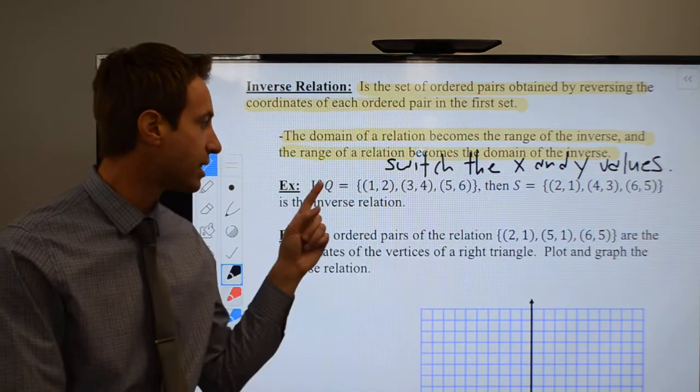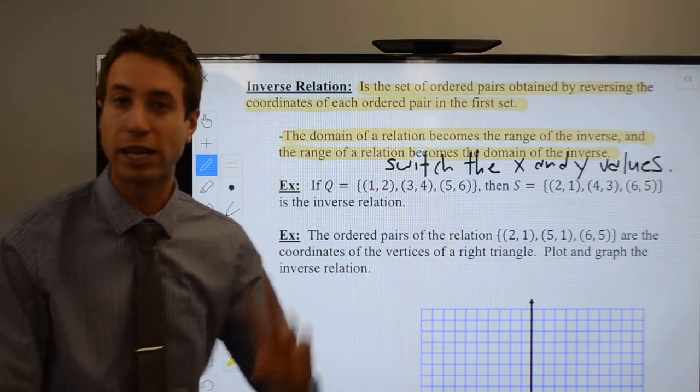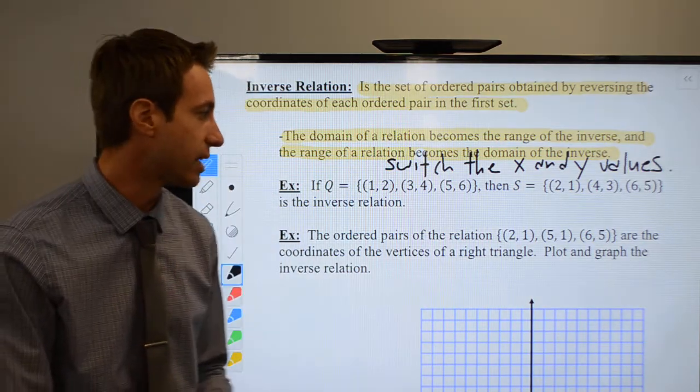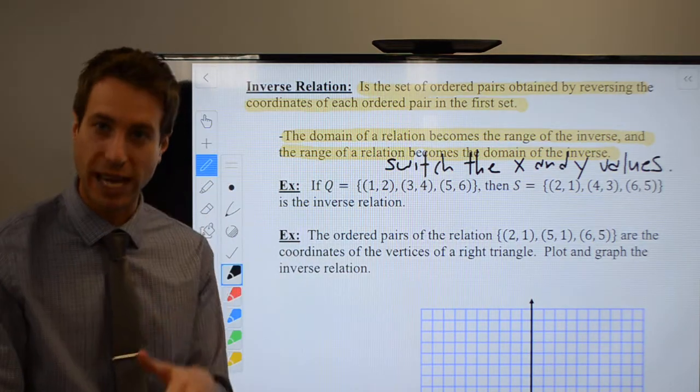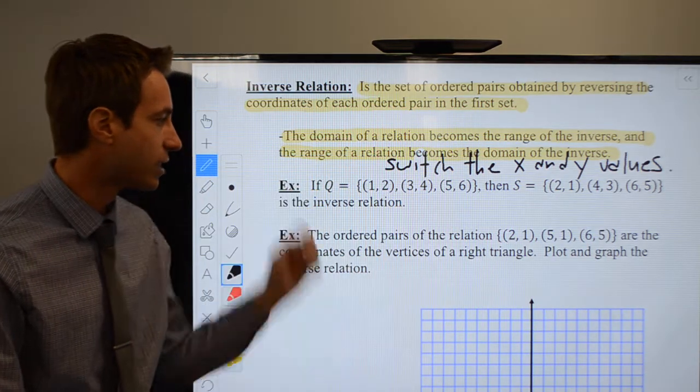So what I'm telling you here is that the relation Q and the relation S are inverse relations because the x and the y have switched places in all of the coordinates. And we actually have a special notation for that we'll talk about in just a second. But for now, that is our inverse relation.